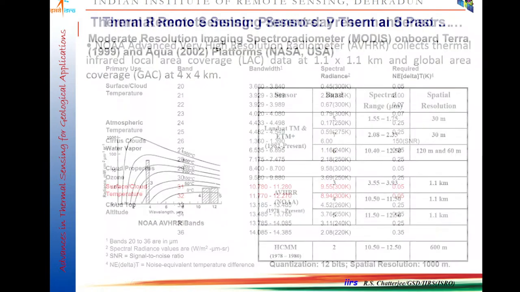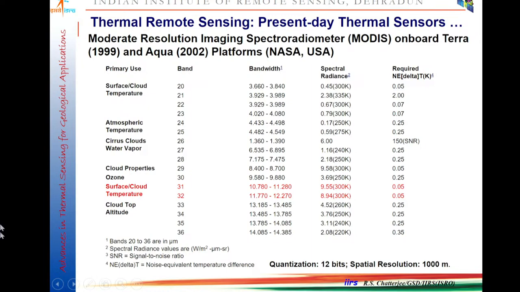This is an old one. But if you see the present thermal sensors, then your MODIS, as I have already discussed with you, there are bands 31 and 32. These are the 2 bands we are very much using for surface temperature. But there are other bands also. You can see 8.4 to 8.7, 9.5 to 9.8. But this is not important for thermal sensing of the Earth surface, because this is for ozone sensing.